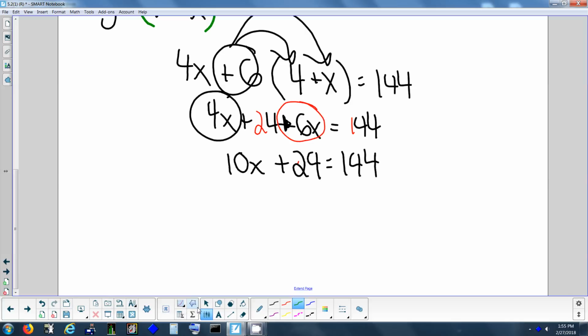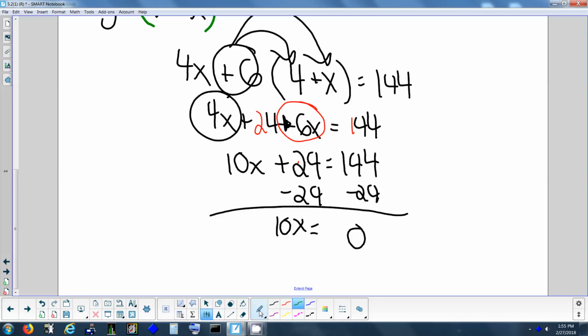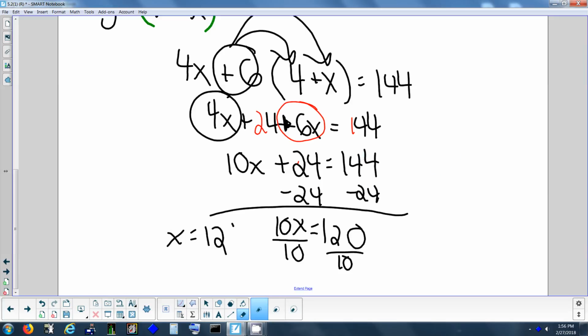All right? Now, Jenny, what do you want to do? Are you going to add or subtract in this problem? Look what you have left. Subtract what number? 24. Perfect. So when I do that, I get 10x equals 120, and just bring the x down. Last step, Mallory? Divide by 10. Excellent. X equals what? 12.